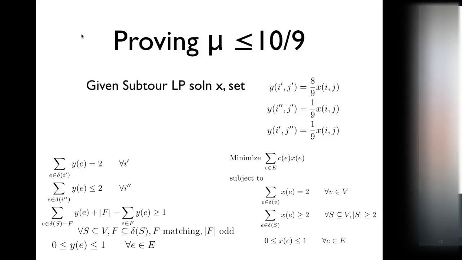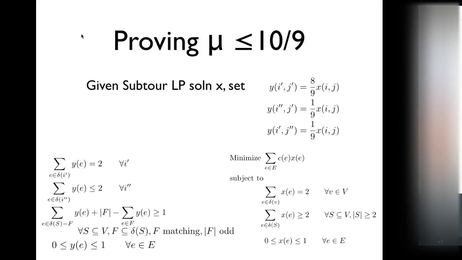I'm going to set the y variable between the two required copies of i and j to be 8/9 times that one, between the optional copy of i and the required copy of j to be 1/9, and between the required copy of i and the optional copy of j to be 1/9. So the sum of this is going to be 10/9 times that variable. The cost of the solution over here will be 10/9 the cost of the solution here.